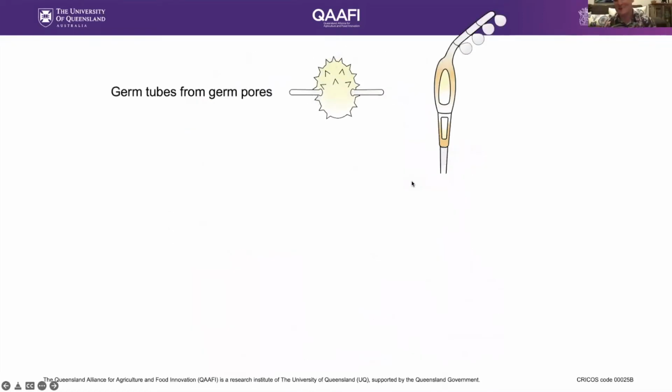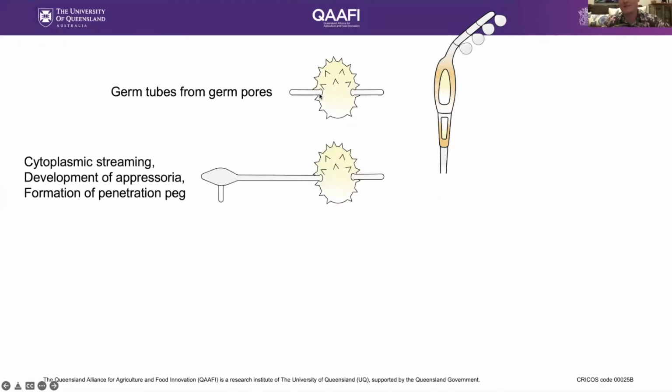And in a normal rust life cycle, a urediniospore will land on a leaf and it's got these little germ pores, and from those germ pores sprout a germ tube. So one will often anchor the spore, kind of like, hey, I've got a hold of this. And then the other invests all of the cytoplasm from the cell and pushes it down through cytoplasmic streaming into the end of the apical growth of that germ tube to form an appressorium. And that appressorium, with all of the pressure from the cytoplasm, builds up enough force to penetrate through a stomata or directly through a leaf cuticle with a penetration peg.